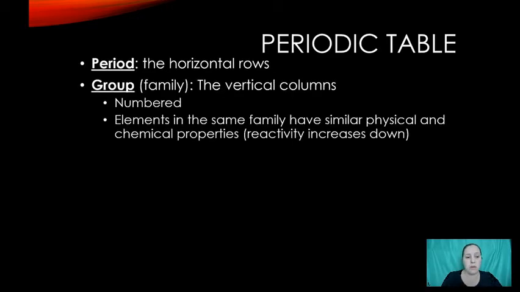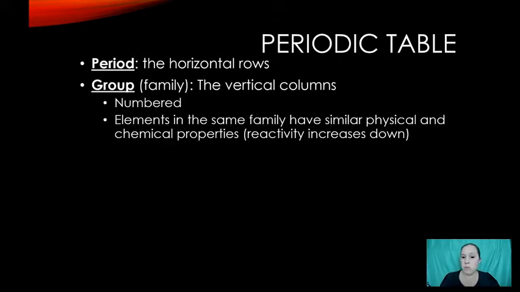So the periodic table, and you did this in your periodic table web quest, so I'm going to go through this pretty quickly. Your periods are your horizontal rows. As you go down into another row, you go into another energy level. And then the groups are also called families, but we usually use group naming, and they are numbered either in Roman numerals or just straight across.